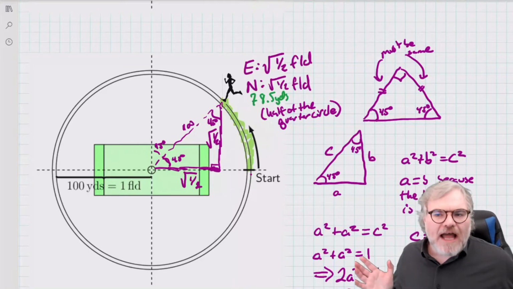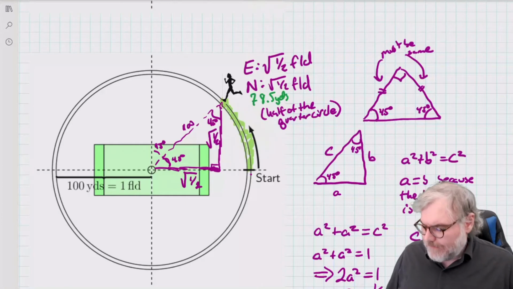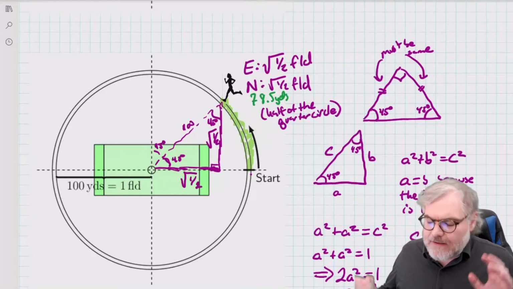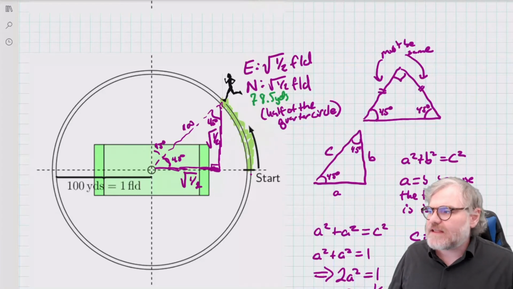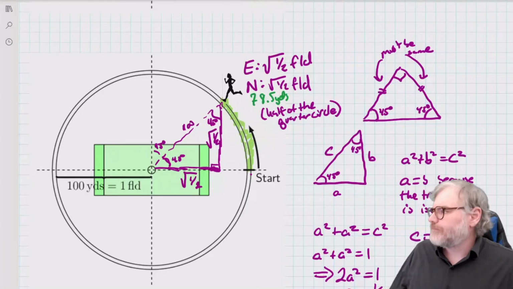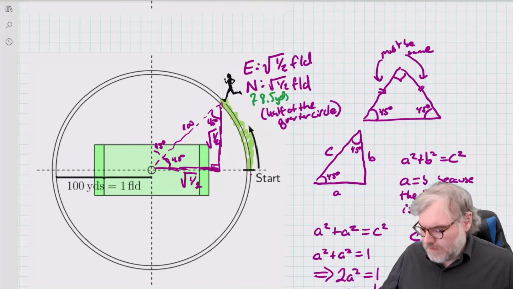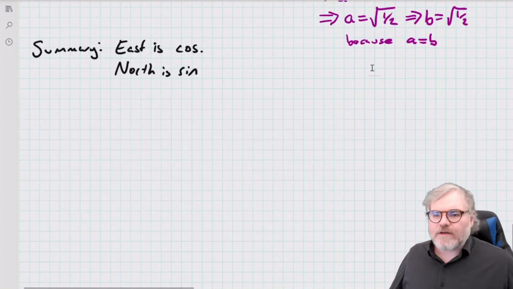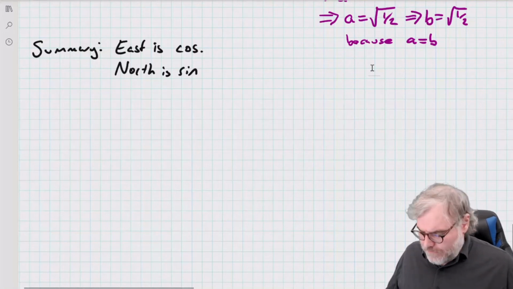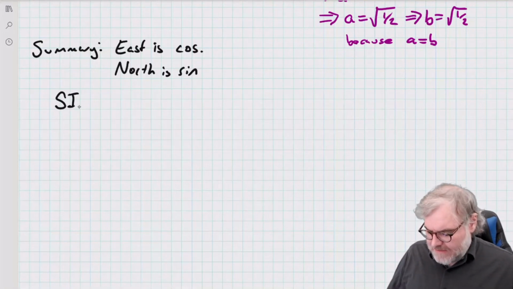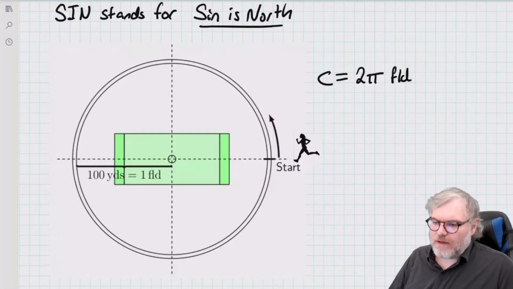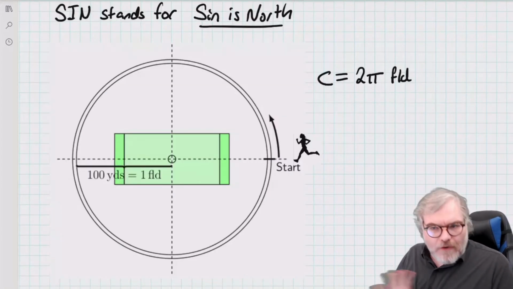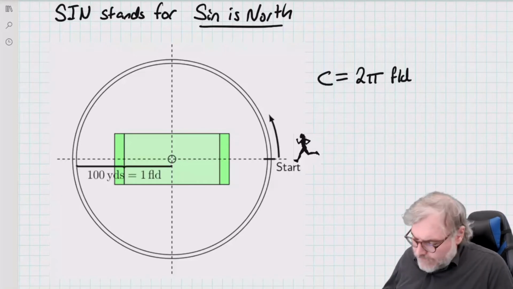So, believe it or not, that's all trig is. I want to know the northiness and I want to know the eastiness around this circle. That's all that the sine and cosine functions are. So, to summarize: in other words, sine is north. S-I-N stands for that. So, our big idea is that sine is north. It's all you need to remember. And then cosine is east.